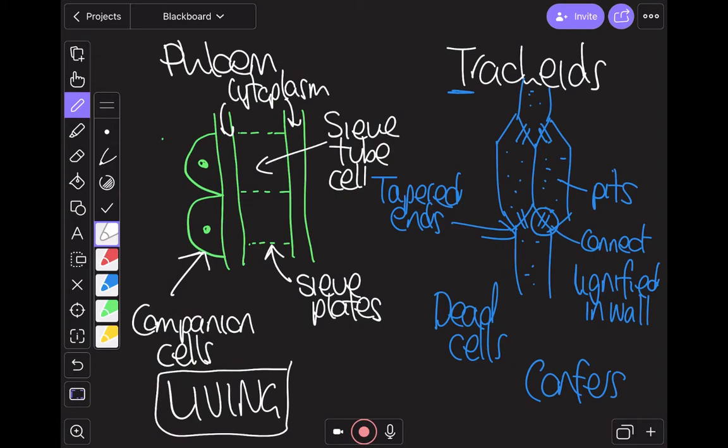As xylem is dead. And you're going to need all three of those diagrams to be able to either label them if they're given to you or be able to draw them. So pause if you need to now to finish your diagrams.